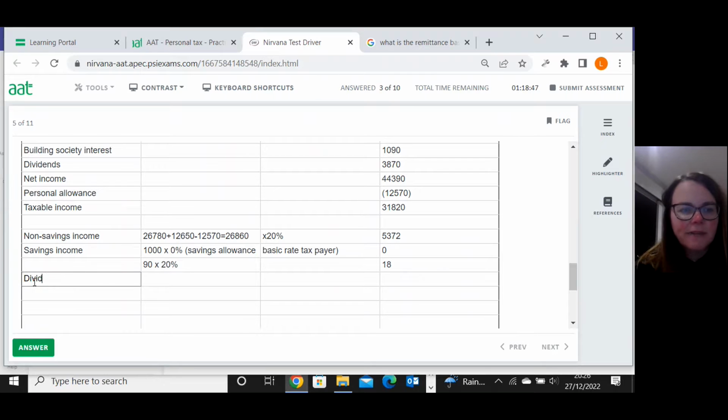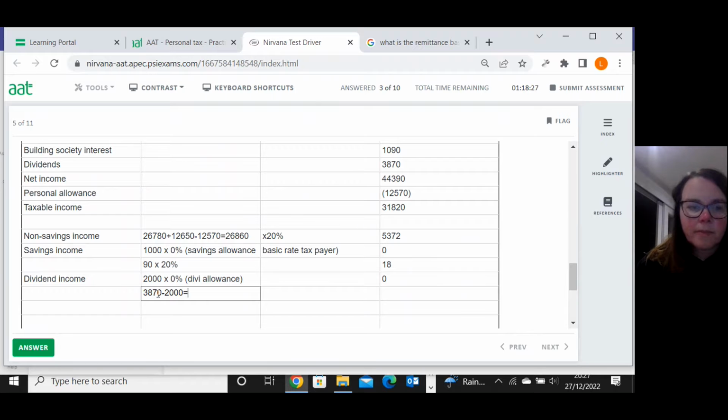Right, then we've got her dividend income. So we know the first 2,000 is at 0%. Nothing to pay there. Her dividends are 3,870. Basic rate for dividends, 7.5%, 140. So her tax liability is all of these added together.